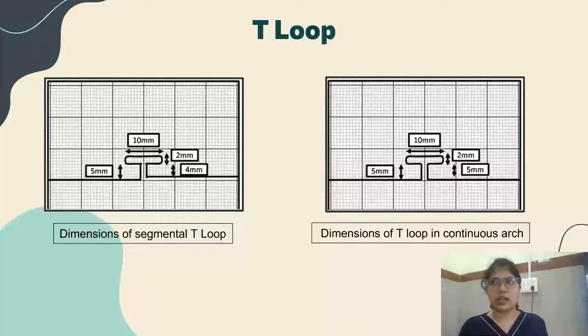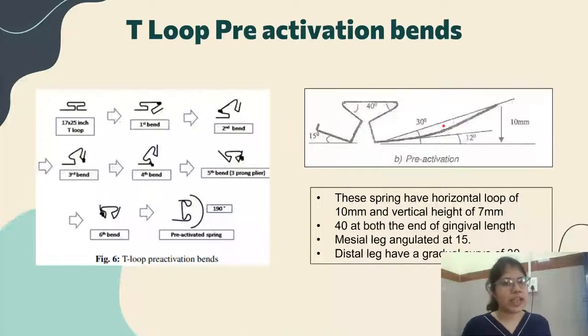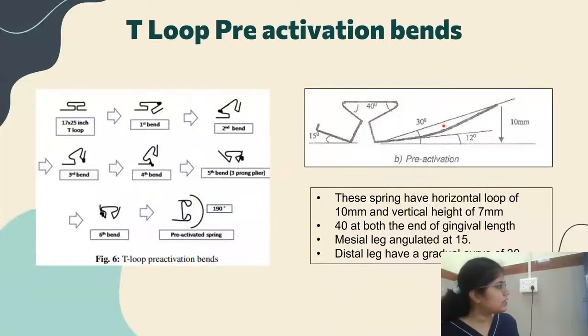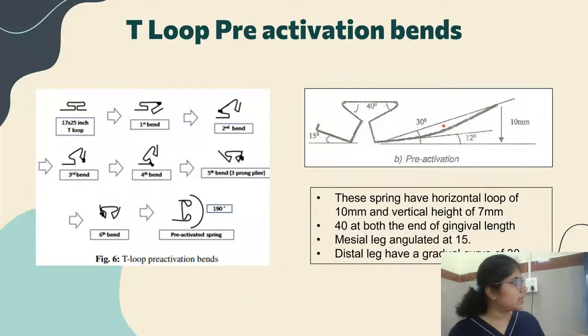So T-loop, this is the dimension of the segmental T-loop, and this is the dimension for T-loop in the continuous arch. T-loop pre-activation bends: six pre-activation bends are given in the T-loop. These springs have a horizontal loop of 10 mm and a vertical height of 7 mm.